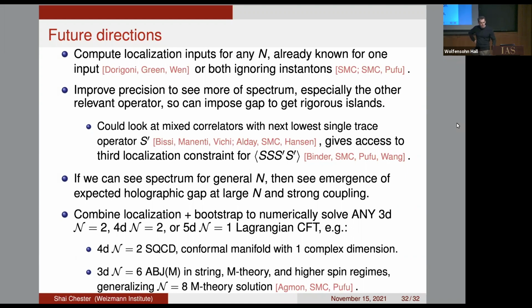Question? Yeah, so do I understand correctly that the biggest stumbling block now is getting general N and tau data in particular, when there are instantons, from the localization result?